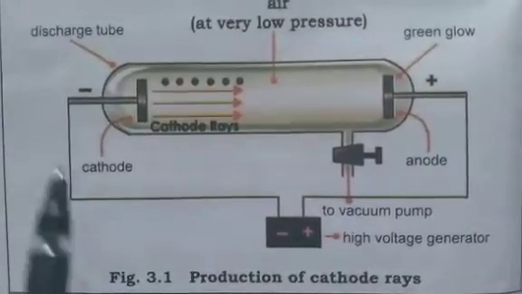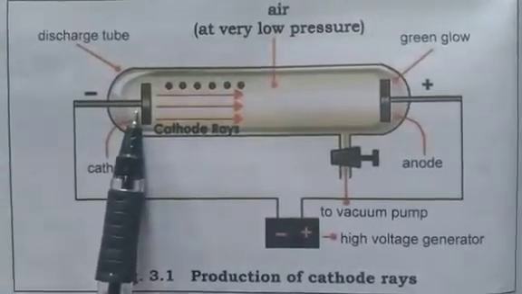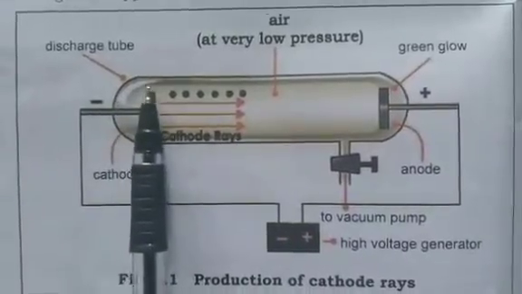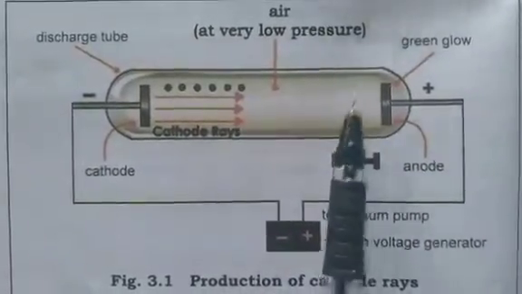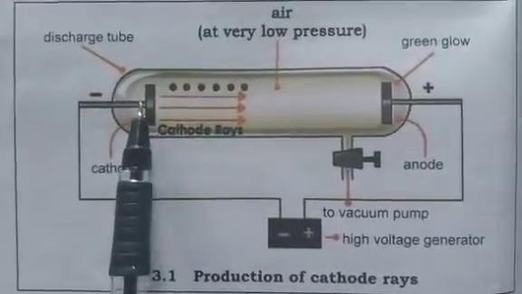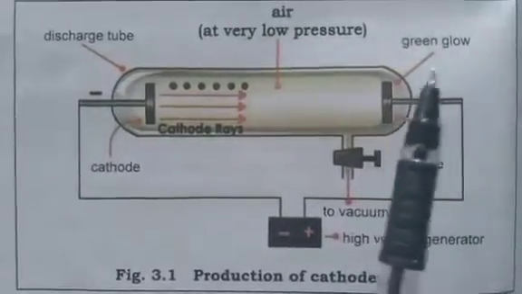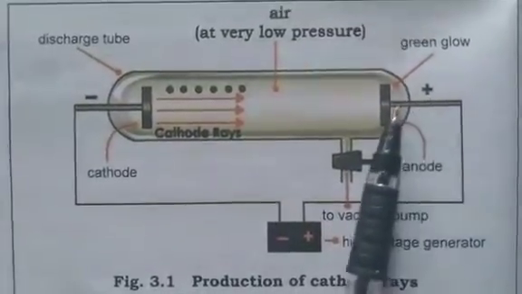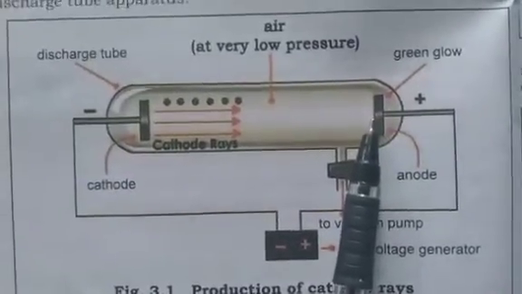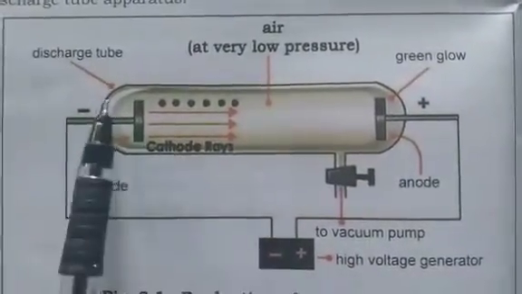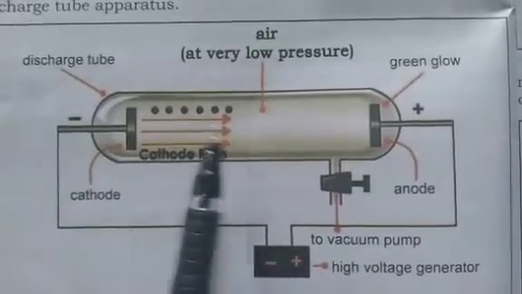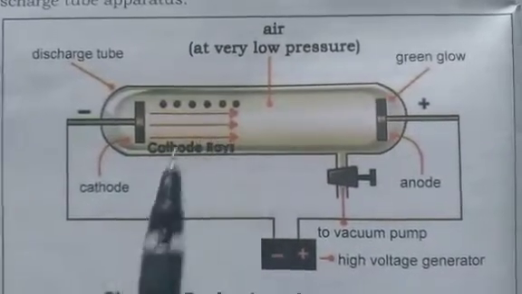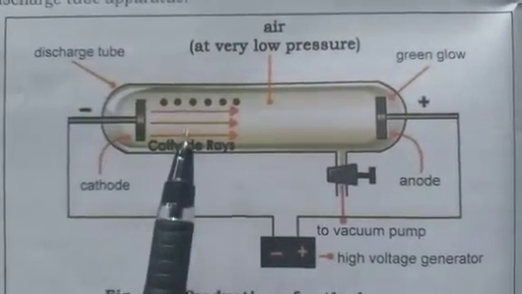So the rays which are emitted from the cathode, this is the cathode, right, move towards the anode side. These cathode rays, which pass from the cathode region, cause the anode platinum side to glow in a greenish color. The stream of rays which are emitted from the cathode are called cathode rays.